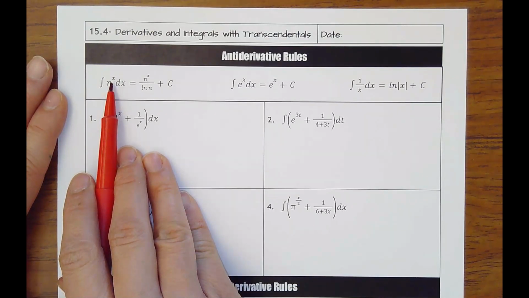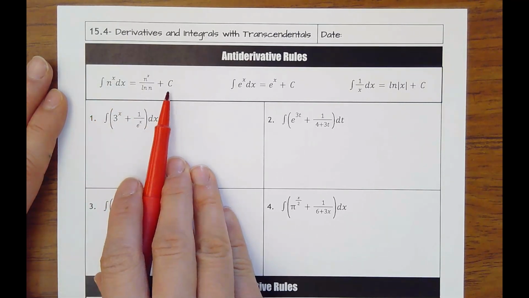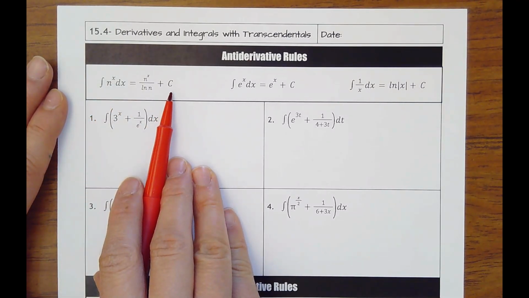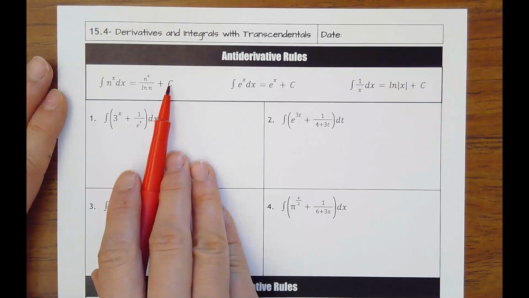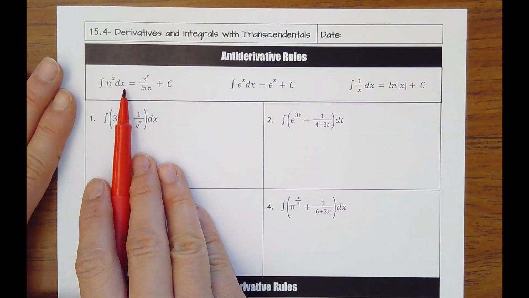Also, these are not specific bounds. We don't have an a and a b value, so we have to add the plus constant, plus c. If you don't add the plus c on these, you will get it wrong. So always double check that you've done that, because we don't know if there was something here that when we took the derivative of it, made it go away and not show up.